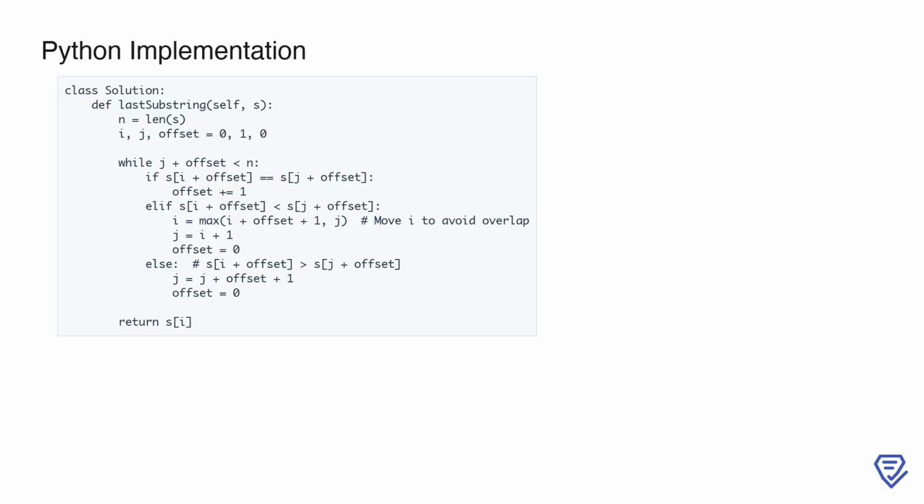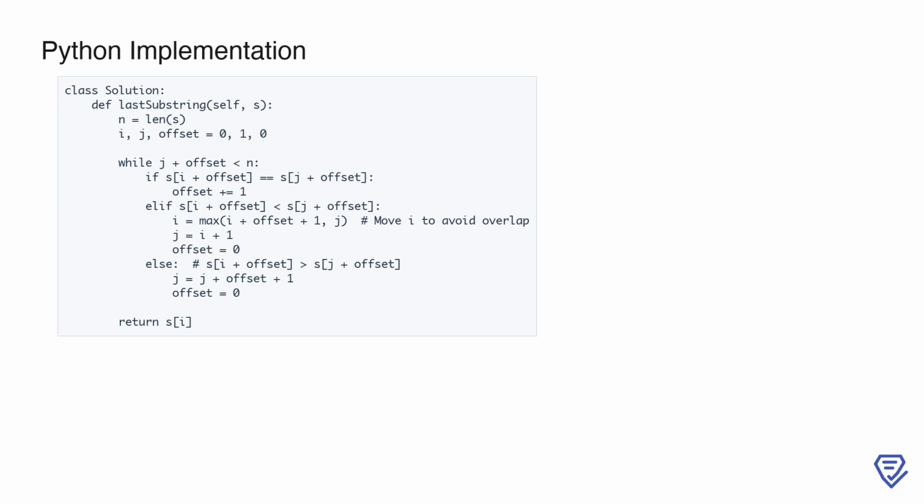For each iteration, if the characters at i plus offset and j plus offset are equal, increment offset to compare the next characters in both substrings. If s[i + offset] < s[j + offset], it means the substring starting at j is better. Update i to the next valid position. To avoid overlaps, set j to the next substring, and reset offset.